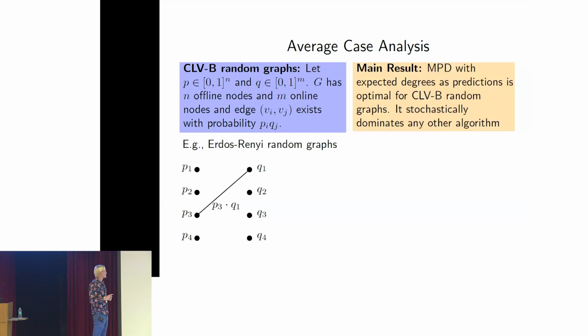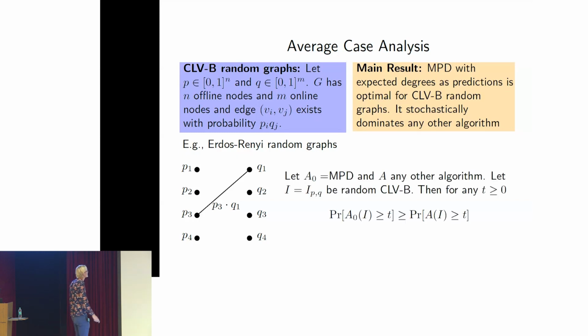Okay, so here's the main theoretical result of the paper. And that is that this algorithm, minimum predicted degree, if we have access to the expected degrees of the offline nodes as predictions, then this is in fact the optimal algorithm to run, in a very strong sense: it's stochastic. Whatever size of matching we output stochastically dominates that of any other algorithm. So this is, in a very strong sense, the best algorithm for these graphs, if you have access to these expected degrees as predictions. So here it is formalized mathematically.